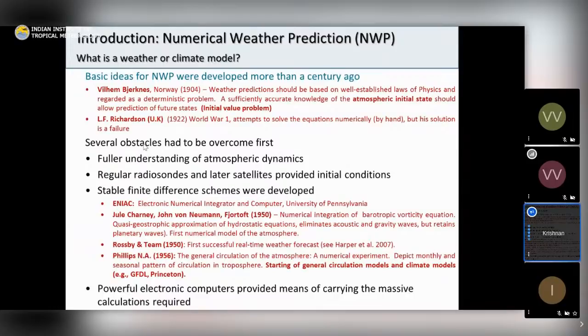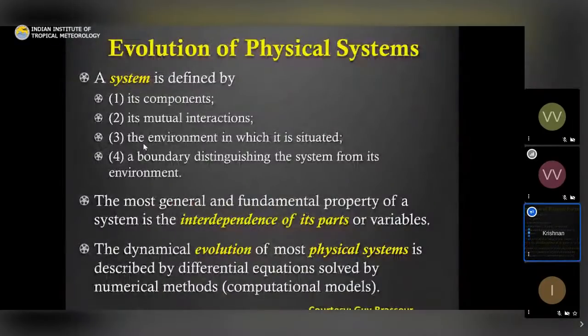And in the recent decades, there's been a massive increase in computational power, and this has really led to major progress in NWP. I will show some slides to understand. When you talk about weather prediction, it's a physical system. And when we say system, we have to define it by its components, its interactions, the environment in which it is situated, and the boundary distinguishing the system from its environment. We have to understand this.